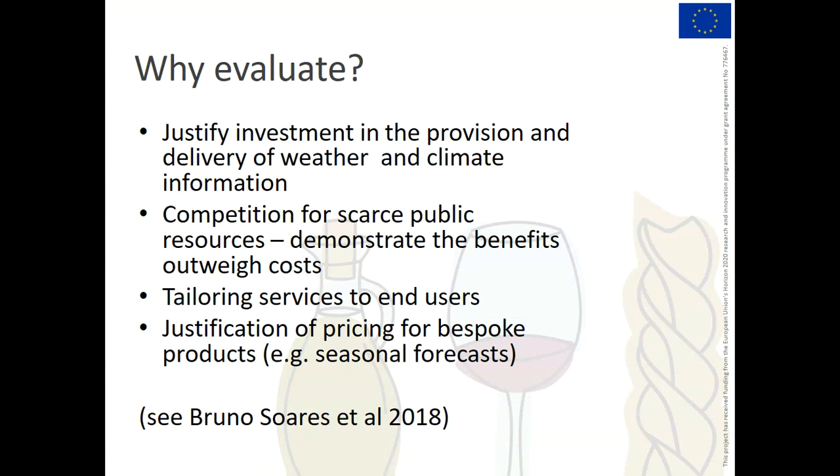Related to that, but on a more local level, is the need for national governments to effectively spend scarce public resources. Again, national governments here have to demonstrate that the benefits of weather and climate services outweigh the costs, especially for interventions or services that are funded by taxpayers.